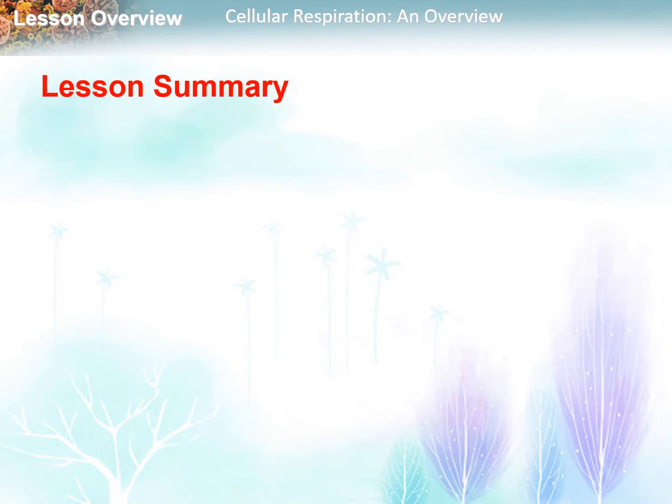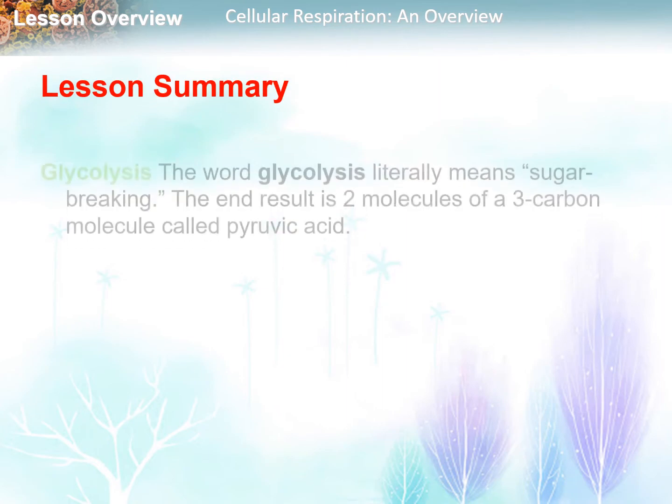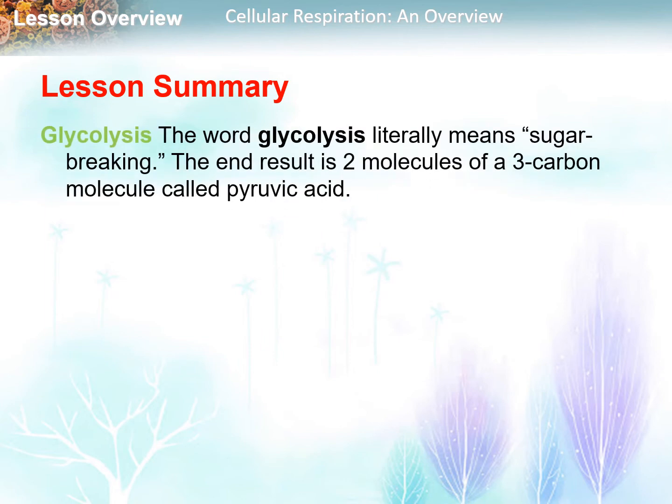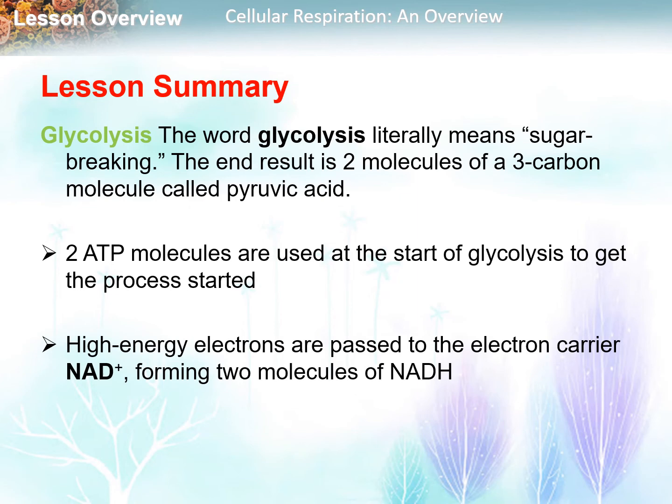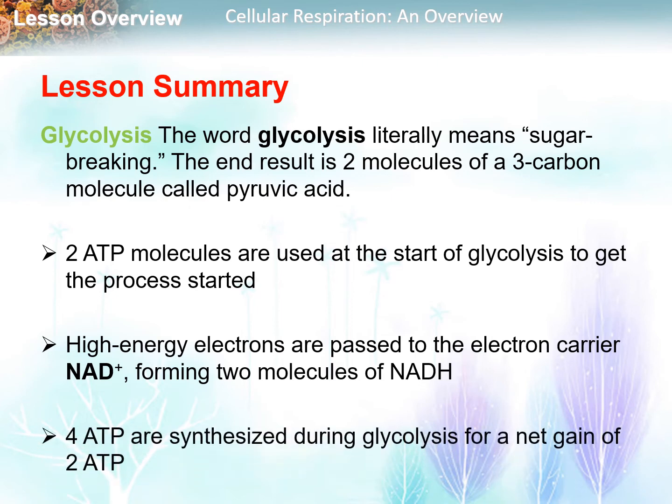Let us now summarize the first two stages of cellular respiration. For glycolysis, the word glycolysis literally means sugar breaking. The end result is two molecules of a three-carbon molecule called pyruvic acid. Two ATP molecules are used at the start of glycolysis to get the process started. High energy electrons are passed to the electron carrier NAD, forming two molecules of NADH2. Four ATP are synthesized during glycolysis for a net gain of 2 ATP.